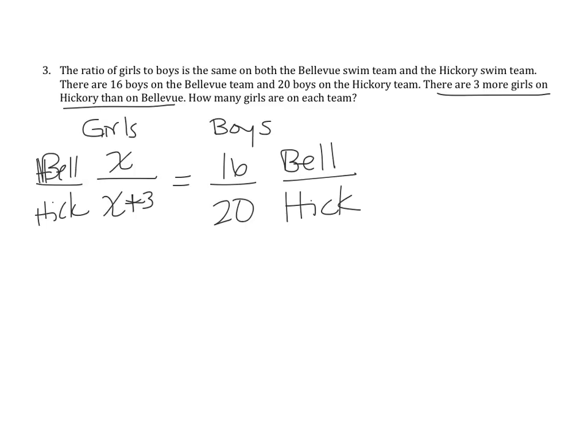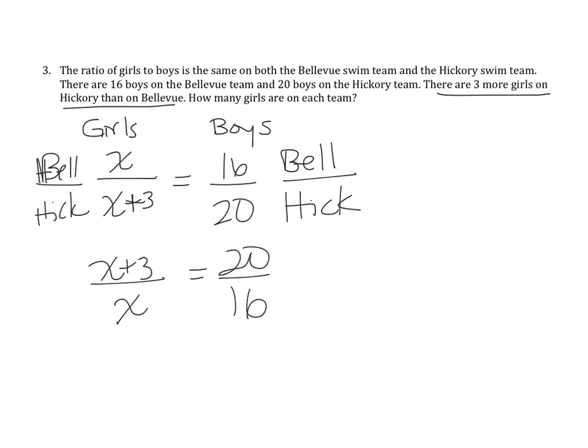Another way you could do it is you could keep it the same way, except you're putting Hickory on the top. So you could have X plus 3 over X is equal to 20 over 16. And so the only thing that would change here are your labels. The Hickory would be on the top, and Bellevue would be on the bottom.